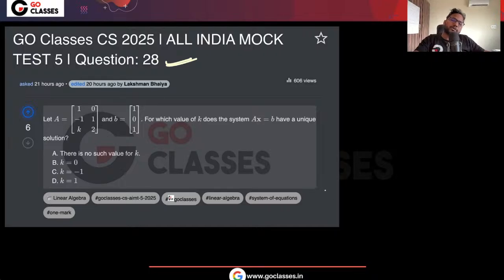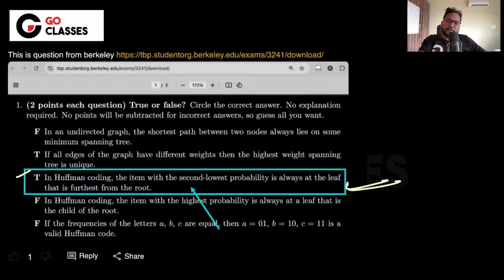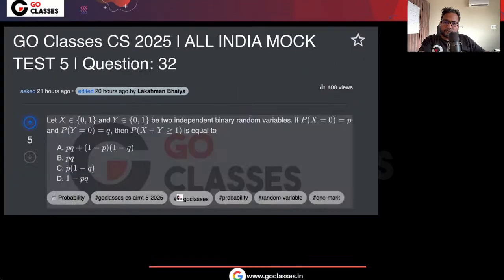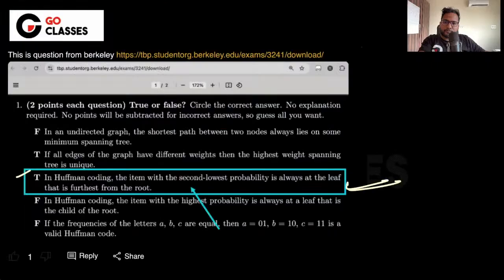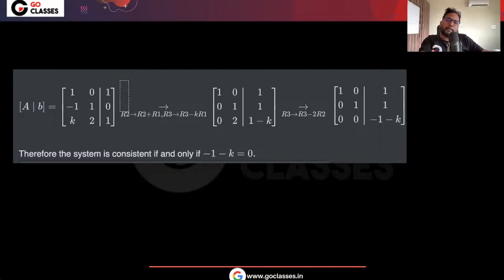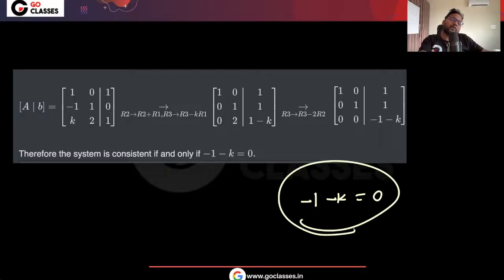So what you need to do is put this in the augmented matrix. And then you have to do row reductions. And finally, let's suppose you are coming to something like this. For what value of k will it have a solution? It will have the solution for -1 minus k equal to 0, right? Then only it will have the solution.